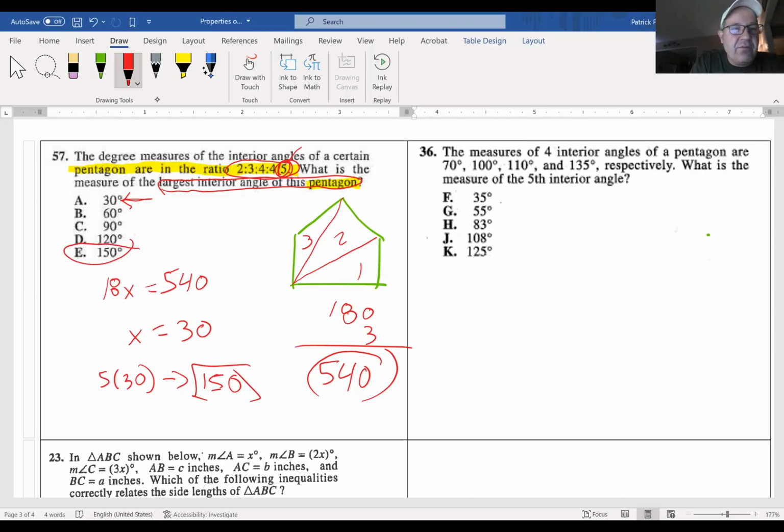Now notice, that's number 57. That's pretty late in the test, supposed to be one of those really, really tough ones. Here's one that's earlier in the test. Same thing though. They're going to give us 4 angles and you have to find the 5th one. I'm going to give you 30 seconds to use your calculators and come up with what that 5th angle is. Remember, we already found out the sum is 540.